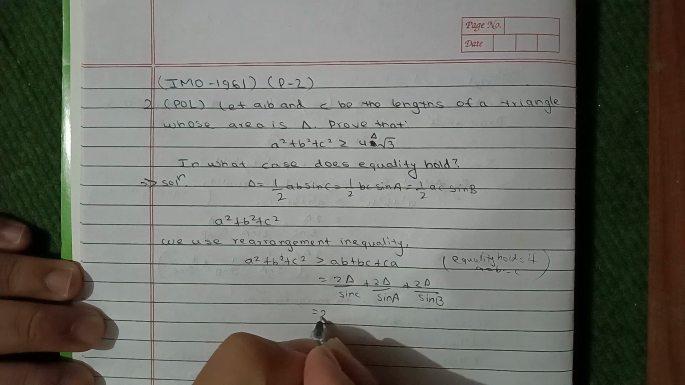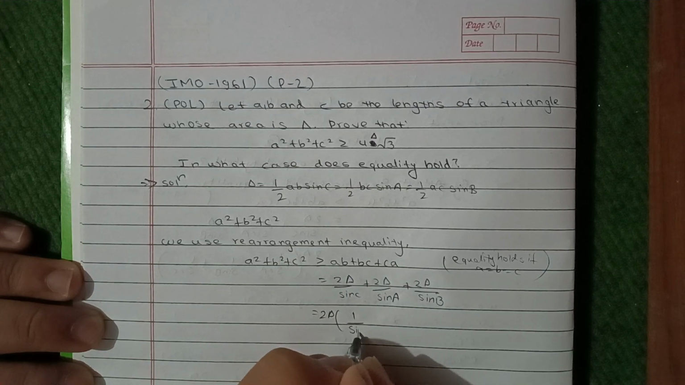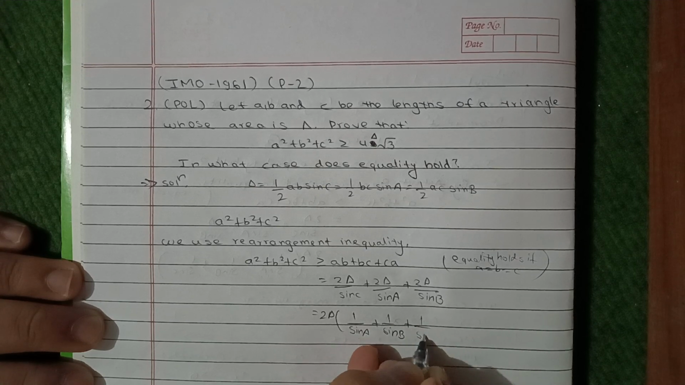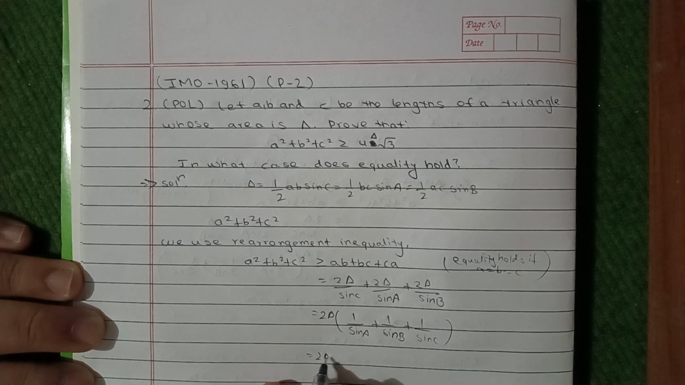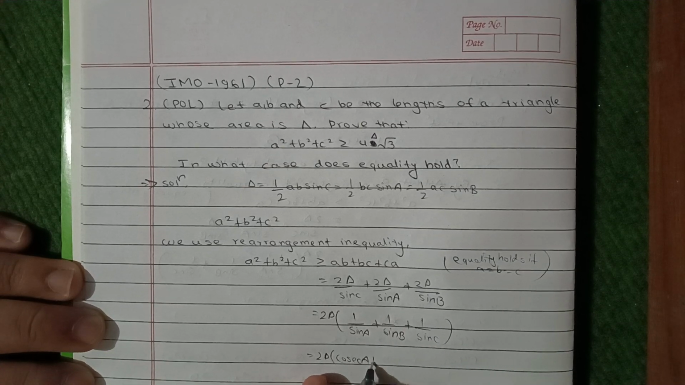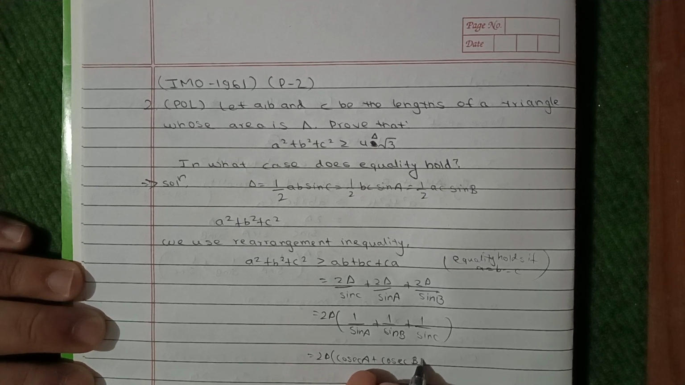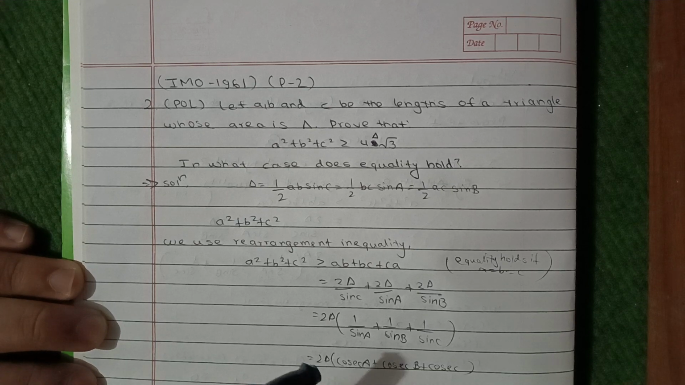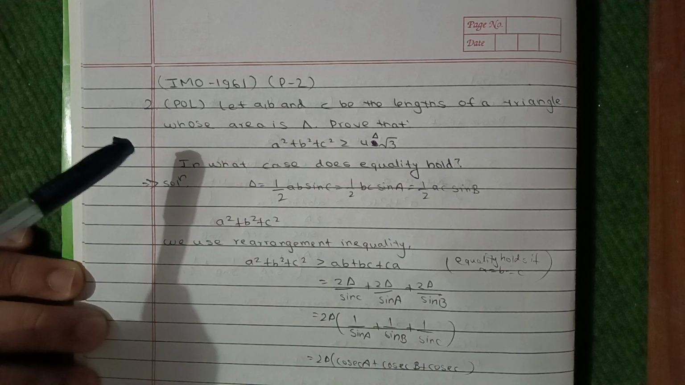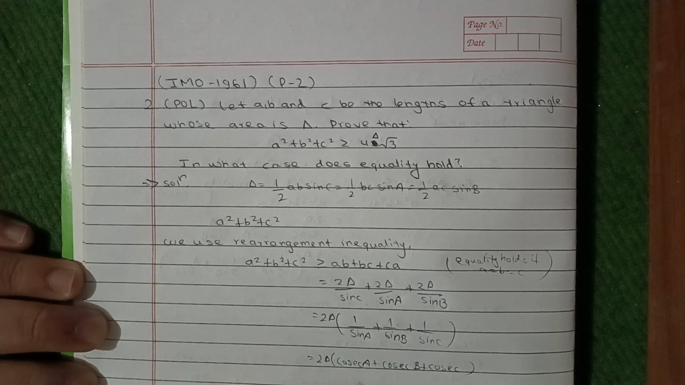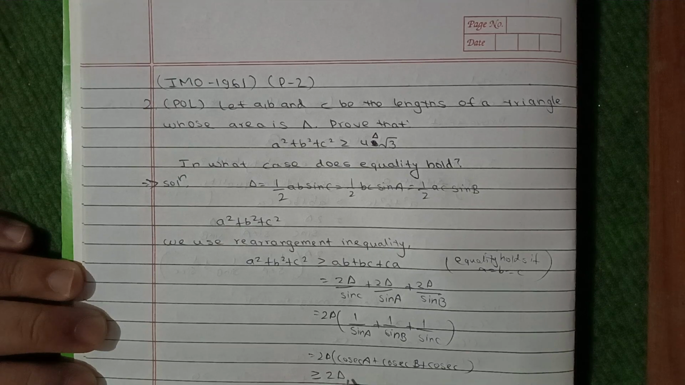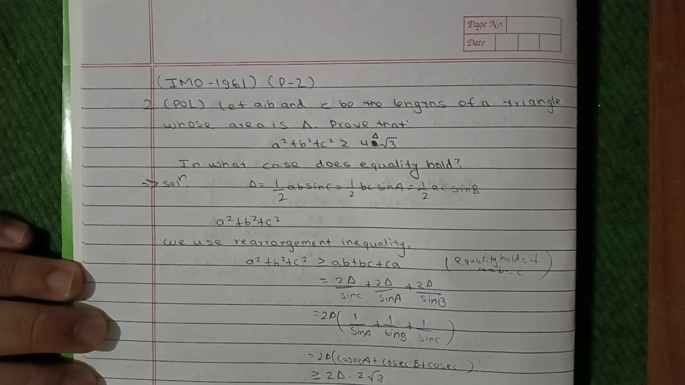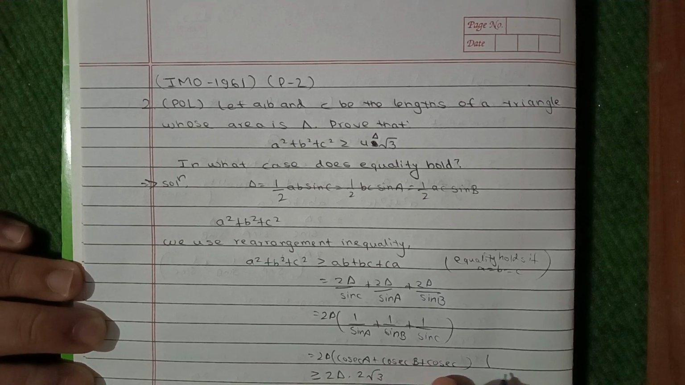Now we can take 2 delta common, and this is 1 by sine A plus 1 by sine B plus 1 by sine C. And this is 2 delta times cosec A plus cosec B plus cosec C. We also know as a fact that cosec A plus cosec B plus cosec C is greater than or equal to 2 root 3. If we directly apply that, we will get the required inequality, 2 root 3 times 2 delta, which is 4 delta root 3. So we have proved the inequality.